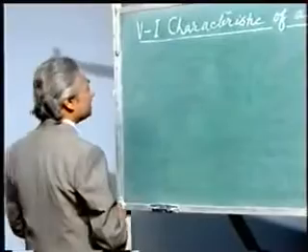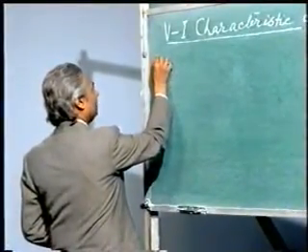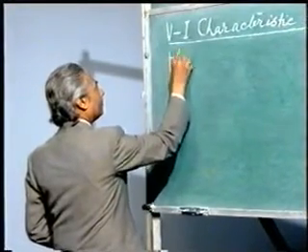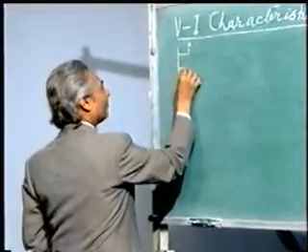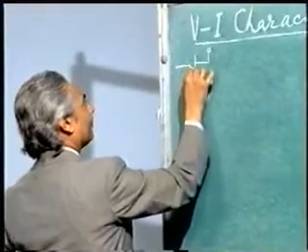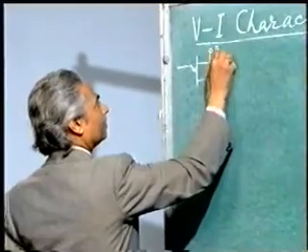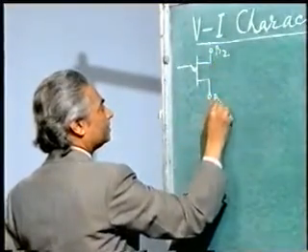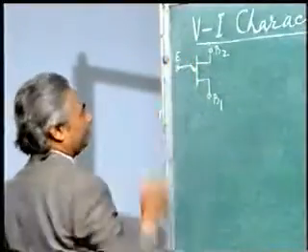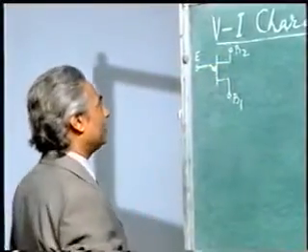Now if I symbolically draw a UJT, the diagram will be like this. There are three terminals. This is base 2, this is base 1 and this terminal is emitter. This is the symbolic representation of a UJT.